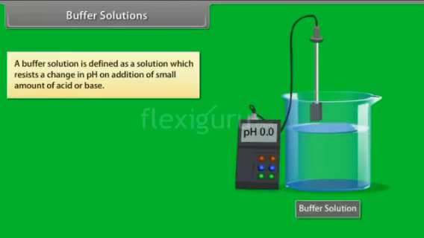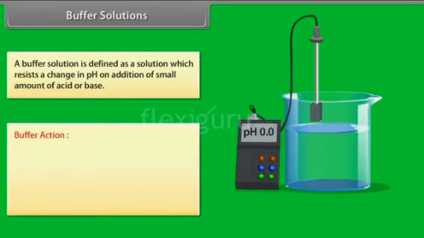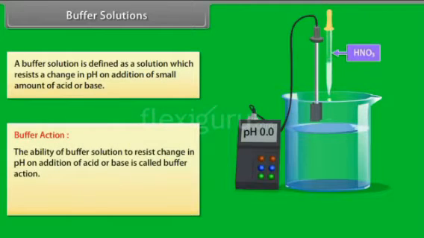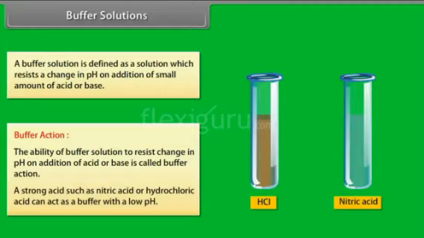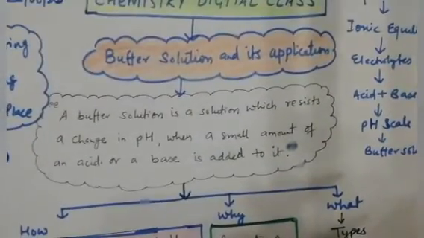Buffer solution: a buffer solution is defined as a solution which resists a change in pH on addition of a small amount of acid or base. Buffer action: the ability of a buffer solution to resist change in pH on addition of acid or base is called buffer action. A strong acid such as nitric acid or hydrochloric acid can act as a buffer with a low pH. So this is all about the buffer solution, dear students.